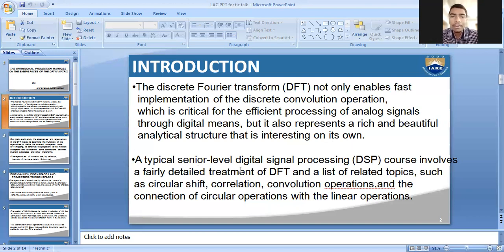A typical senior-level digital signal processing, DSP, course involves a fairly detailed treatment of the DFT and a list of related topics such as circular shift, correlation, convolution operations, and the connection of circular operations with the linear operations. Next, we move on to the next slide.